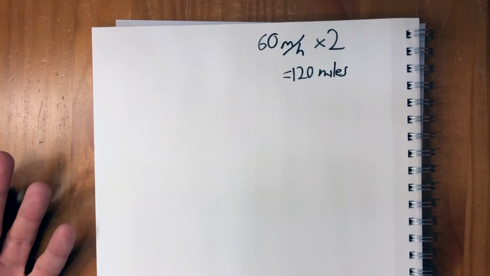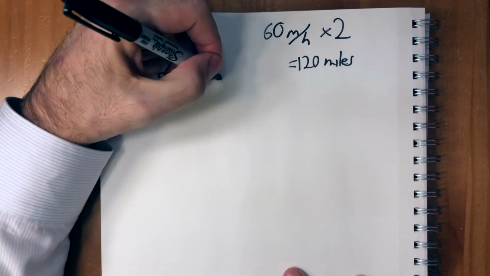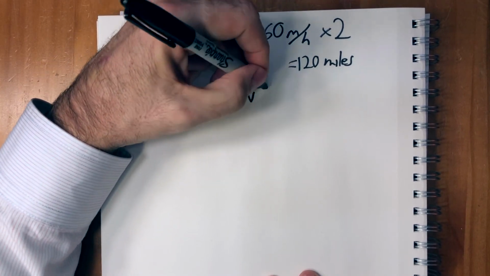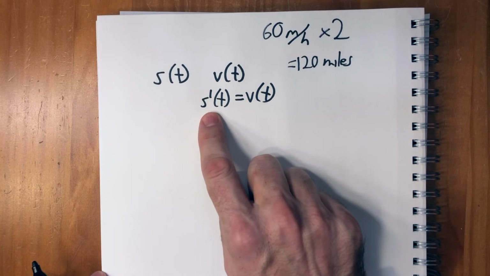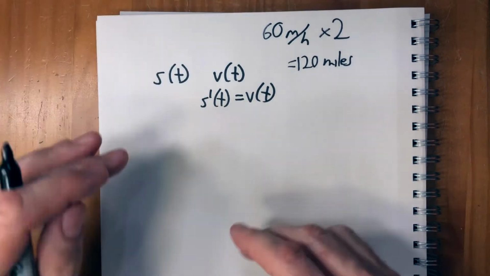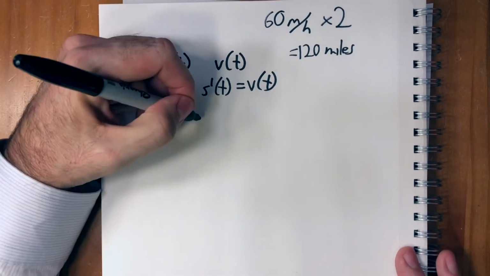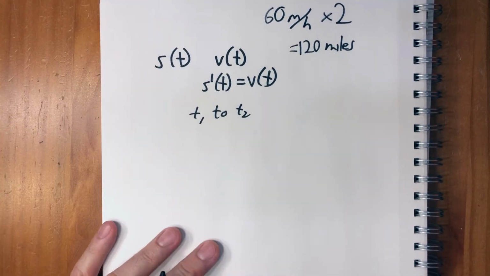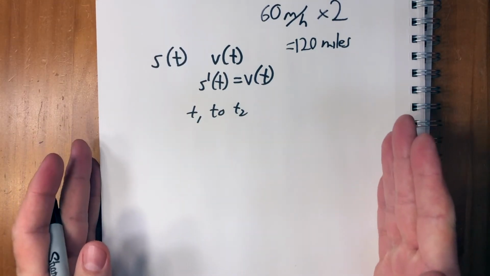That's straightforward. So if we think of s as a position function and v as the velocity function, then the derivative of s equals v, because this is the rate of change at any time t. This is how much s is changing from one moment to the next at time t. So if you wanted to know your change in position from time t1 to t2, you could do that by adding up the rates of change during the time period.